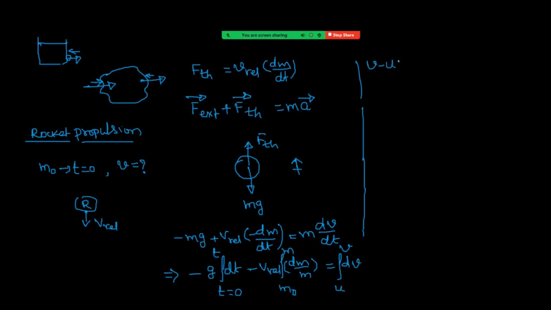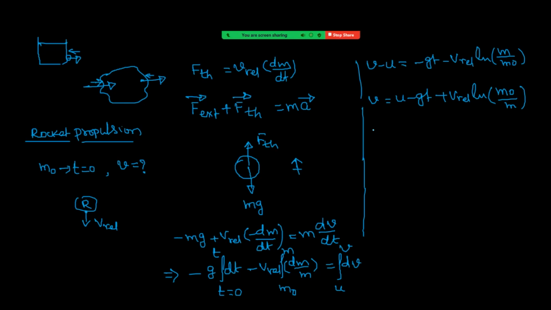V minus u is equal to minus gt. Minus v relative dm by m. That becomes, see, how much: minus v relative ln m by m naught. Rearrange this: v equal to u minus gt. I am taking the minus inside. So v relative ln m naught by m.